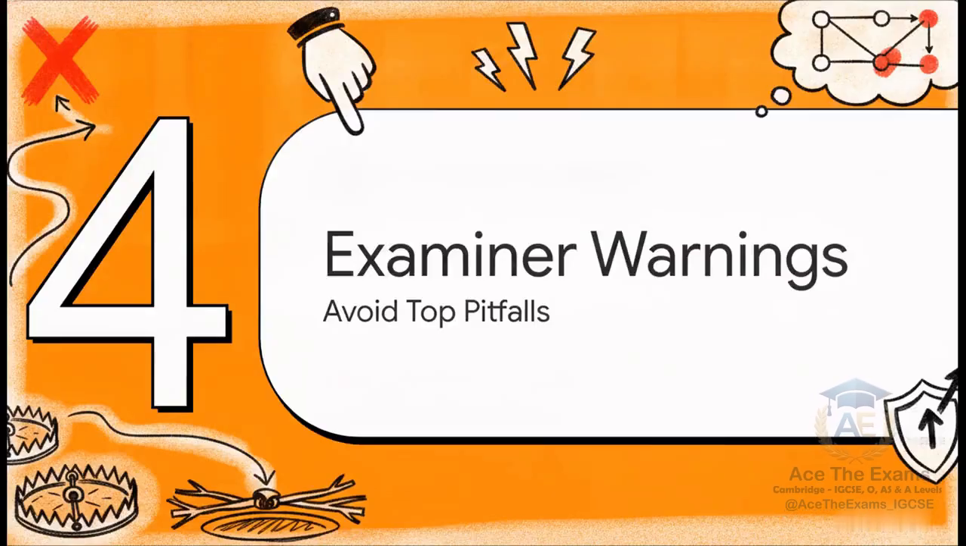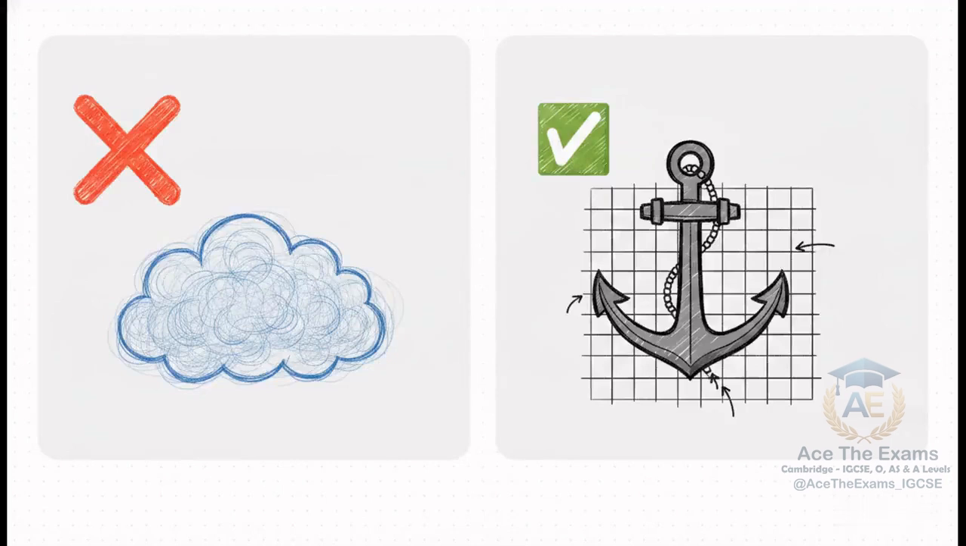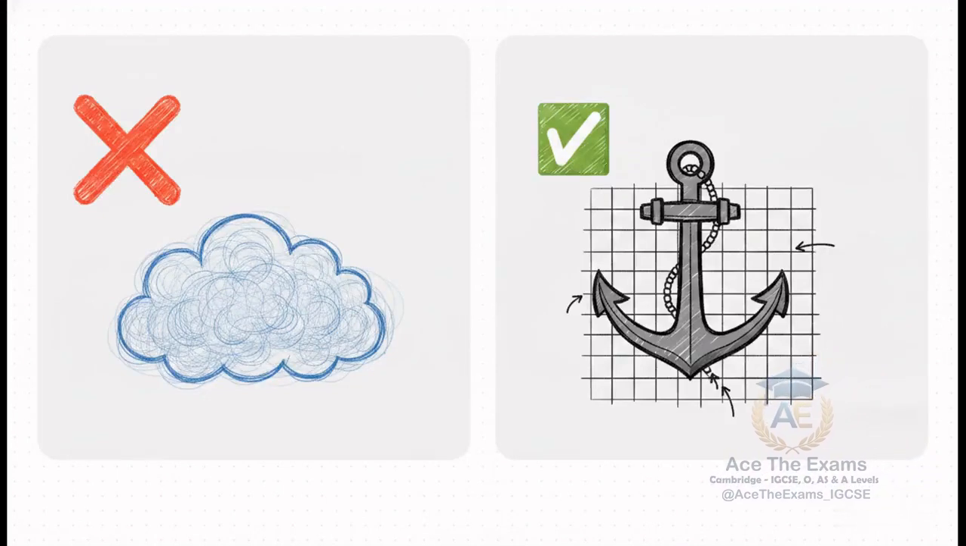Let's head into Section 4, the top 3 examiner warnings. Time for Challenge 2 in our interactive workshop, Find the Flaw. I want you to imagine Sam wrote this paragraph. The critical path is the longest part of the project. If it is delayed, the project is delayed.